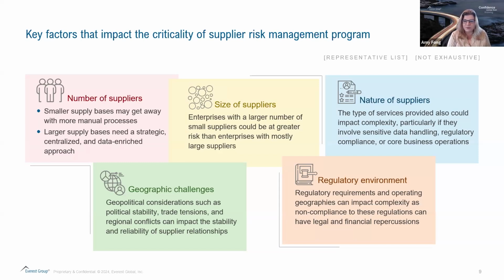Looking at the nature of suppliers, the type of services that they're supporting. Are they handling sensitive data? Are they involved in regulatory requirements? What are the core business operations? Geographic challenges. So when we talk about geopolitical risk, there's a lot of differences in different geographies where you may be operating or where your suppliers may be operating. It's really important to be aware of the impact of those and how those risks vary.